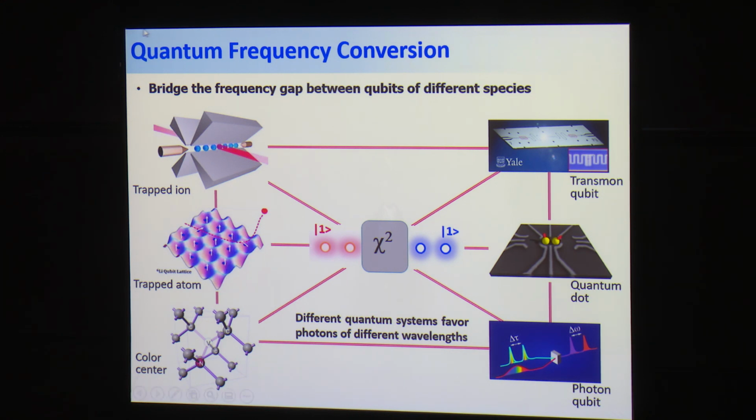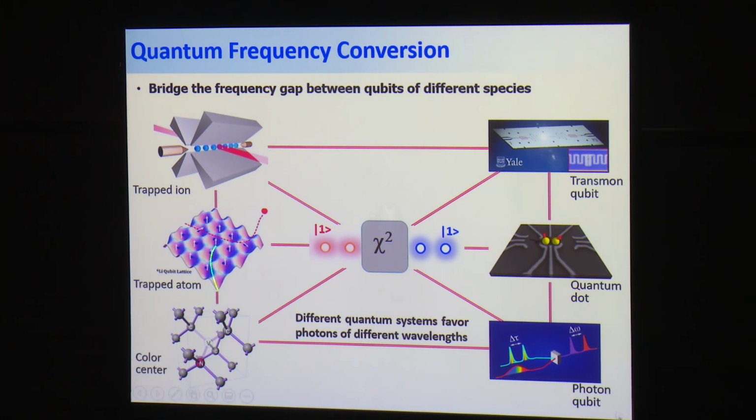So unfortunately, all these different qubits have a different excitation frequency or wavelength. So if we want to build this network, we need to bridge the gap of their frequencies. So you need this converter to work. So in essence, you need two types of converter to network all those different qubits.